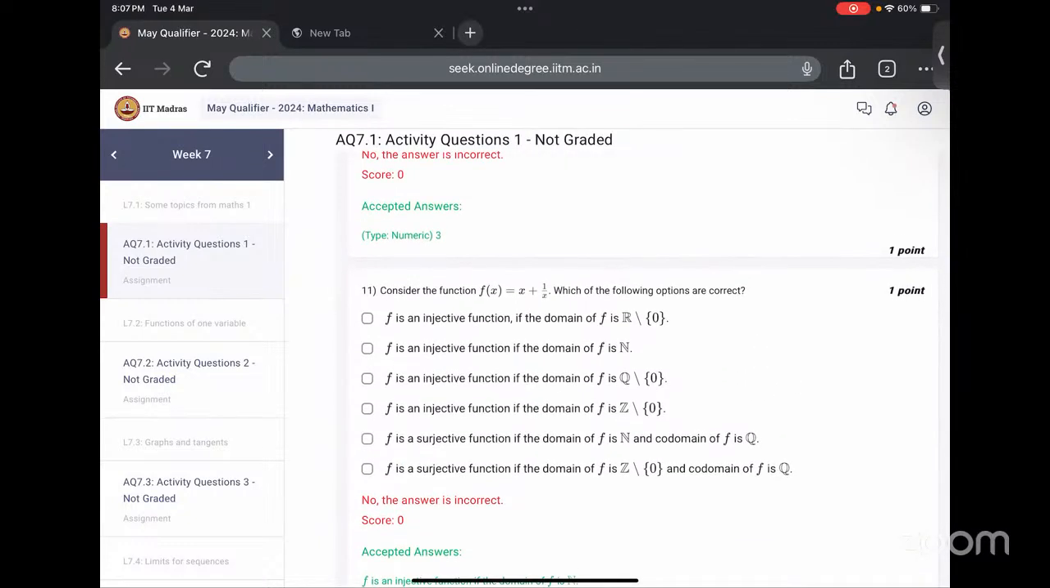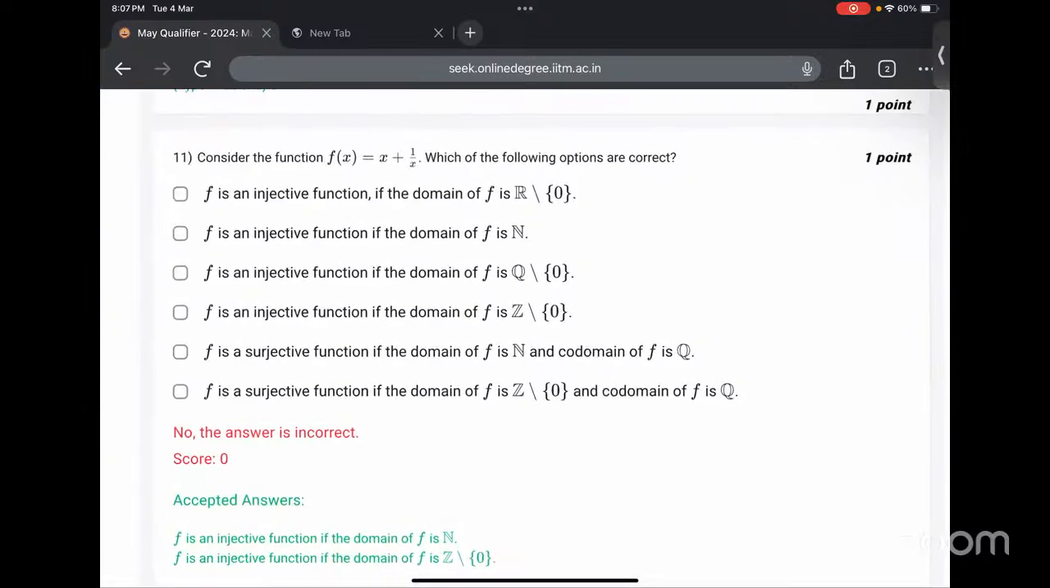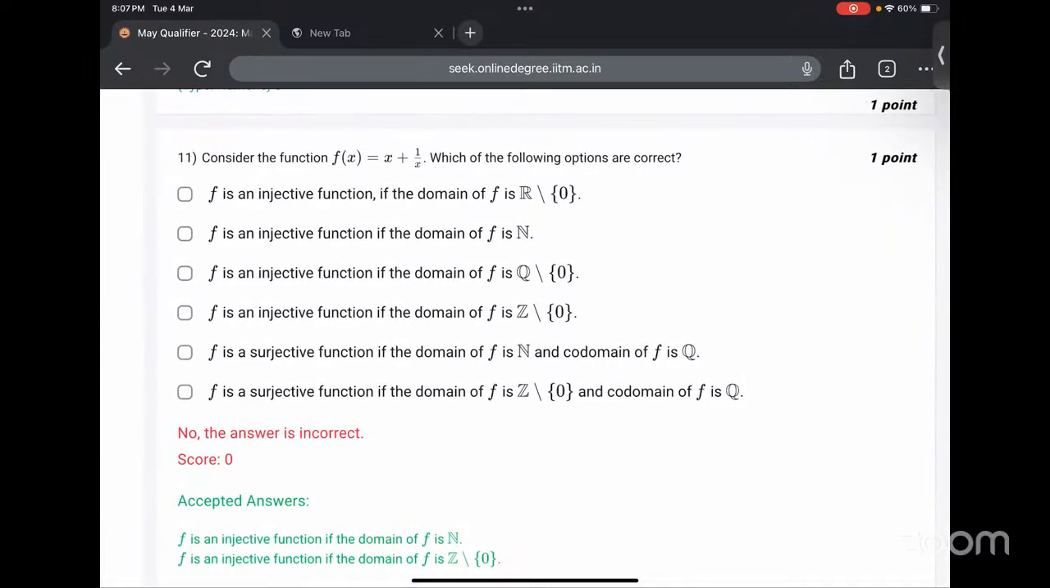We have the function x plus 1 by x, and we have to check what is the correct option. Okay, so f is an injective function if the domain is R minus 0. Is it correct?